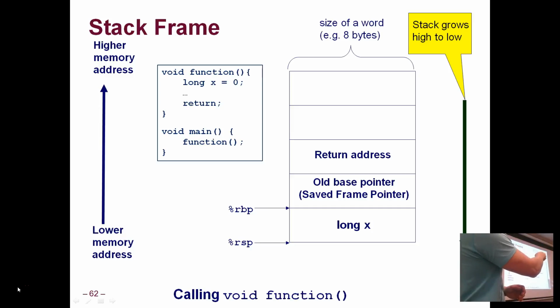Here is the stack frame for main. When main calls function, this is the return address that gets pushed on. Then, if you're managing frames, there's a frame pointer. Then there's an allocation for a local variable x that you have in this function. So this is the function stack frame, this is the main stack frame, and this is the layout, just to refresh your memory from last class.